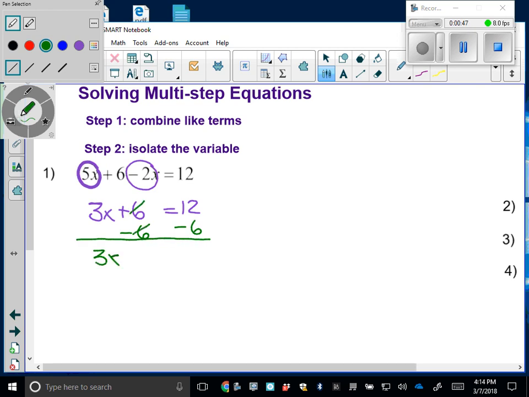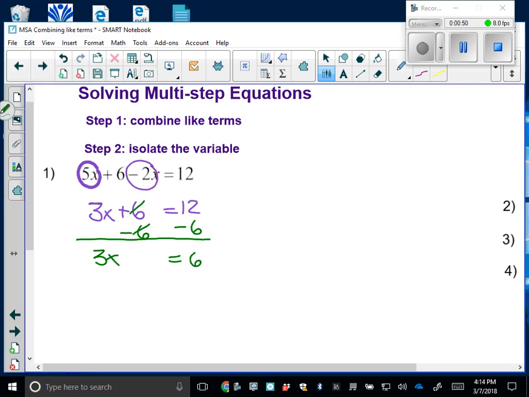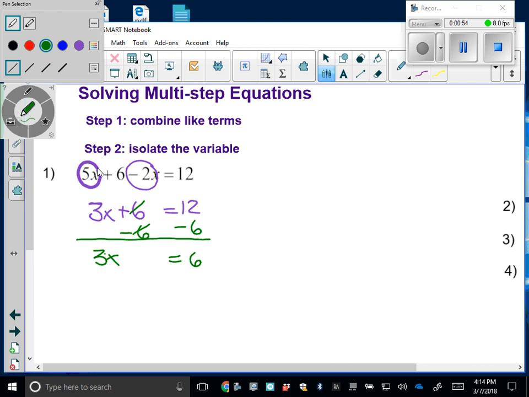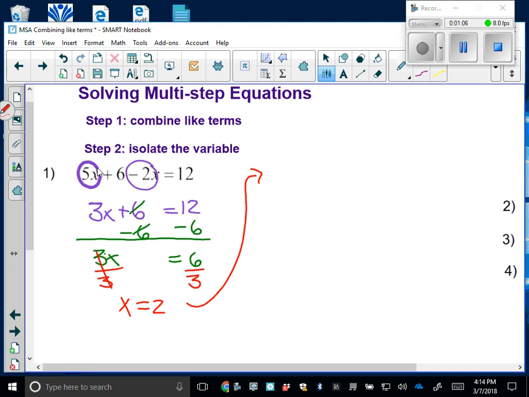Now I have 3x on the left, 6 on the right. Since the operation between 3 and x is a multiply, I'm going to divide both sides by 3. X is equal to 2. To check to see if I'm right, I'm going to copy the original problem, 5x plus 6 minus 2x, and see if I get 12.